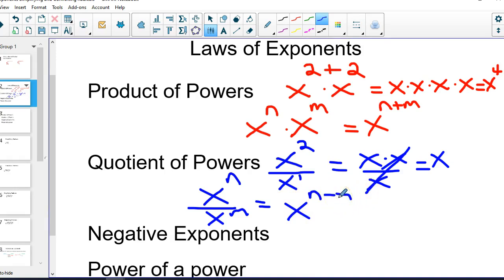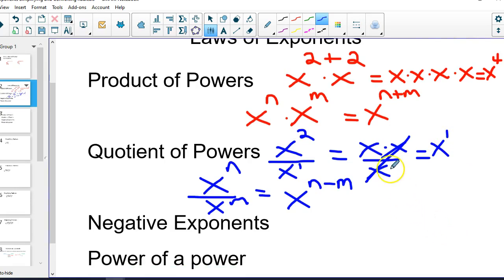Okay, let me try erasing that. Computer's having a little bit of a hard time. n minus m. So for us, 2 minus 1 is equal to 1. The reason that we're subtracting m is effectively all of the x's on the bottom are canceling out from the top.